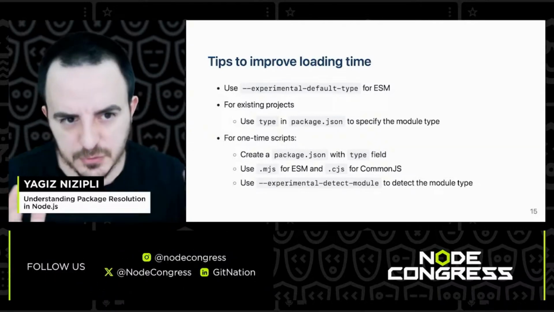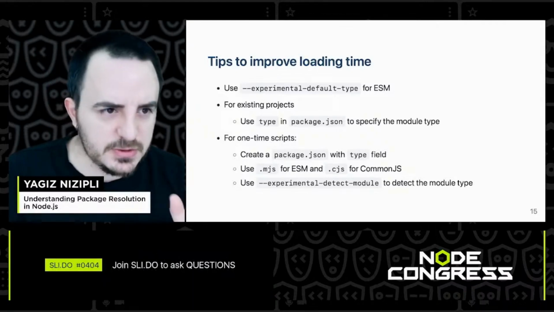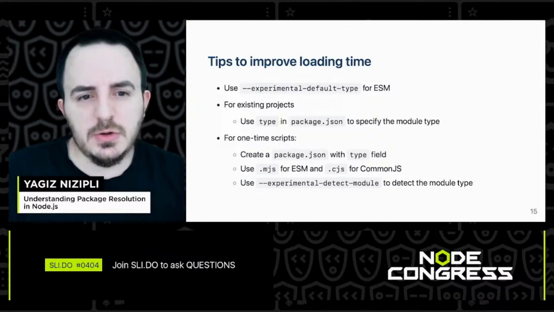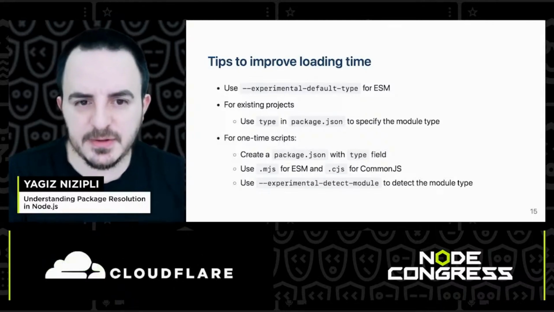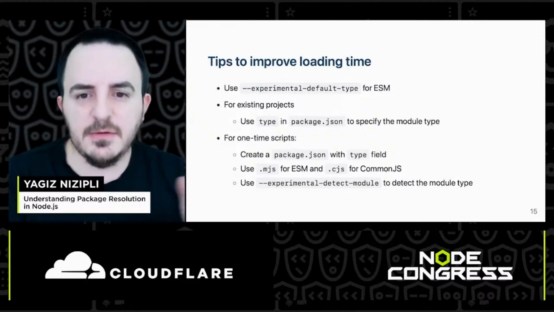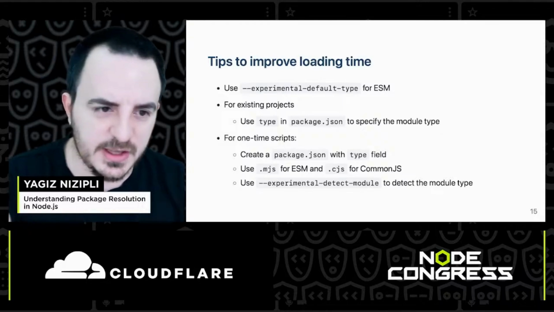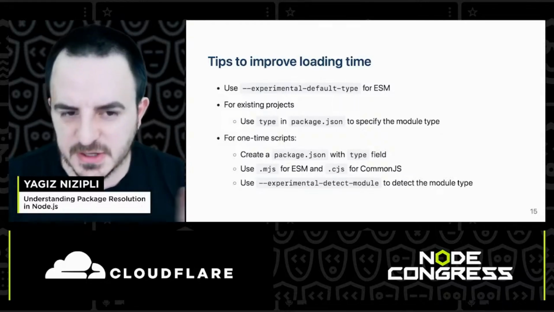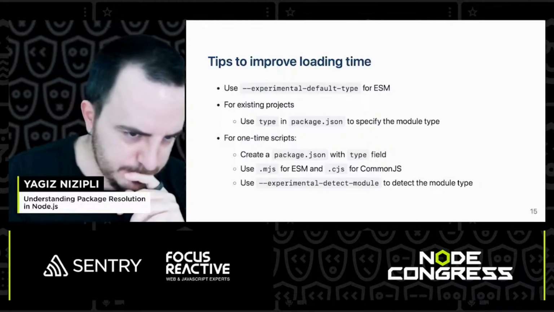So if you want to avoid all of those things, and if you want to start Node.js as soon as possible, if you have an ESM application, you can use an experimental default type CLI flag, which will automatically eliminate all of those checks, and it will always return ESM. It will not check for the extension. It will not check for anything else. It will just load the ESM loader.